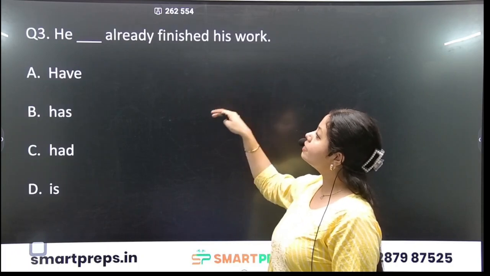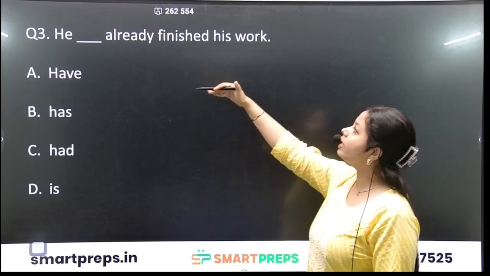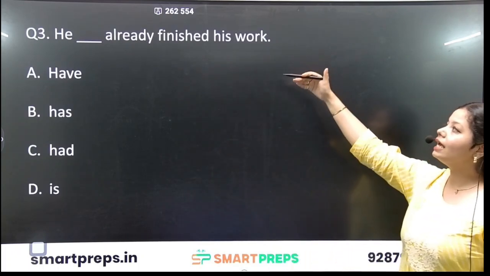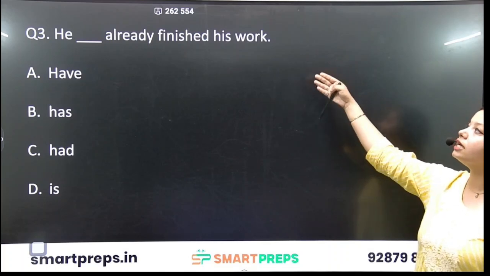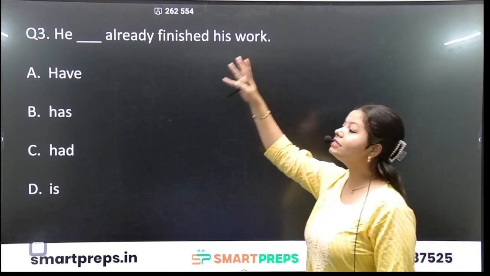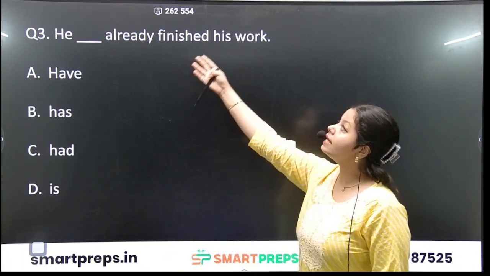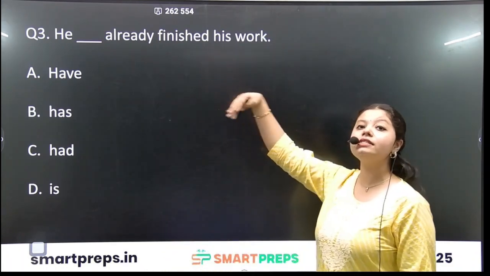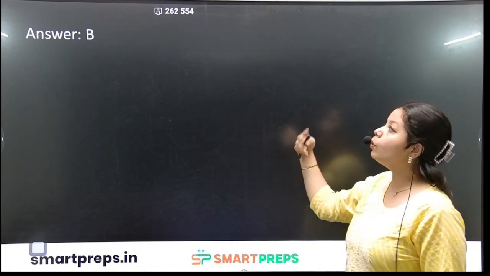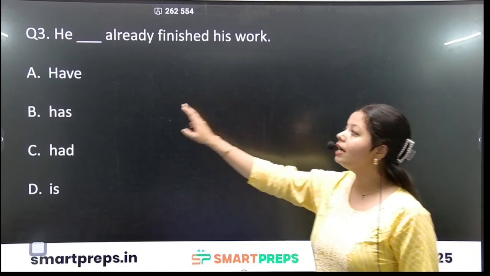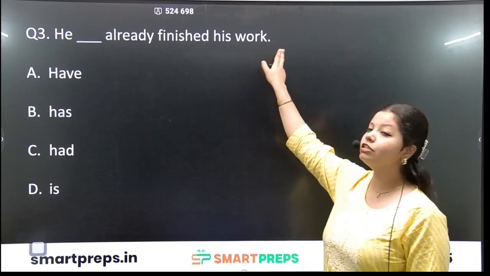Okay. Next question. He dash already finished his work. So he has already completed his task. So already is there, ed is there. So the action is already performed in the past. So what will be the answer? Answer is B. He has already finished his work.